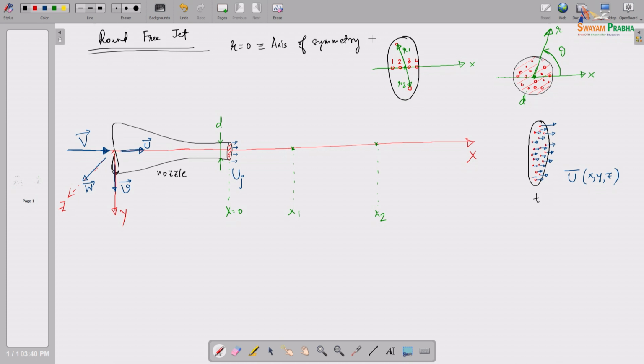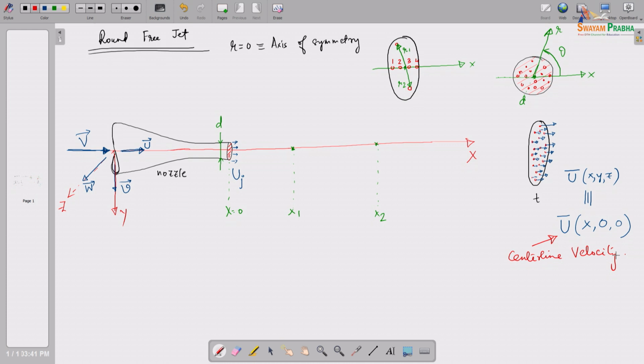If they lie on that axis of symmetry, then this one becomes some x, and what is y? In this case, y is also 0. So r is 0 of course, and y is 0, and for all practical purposes we are taking z as 0 as well. So this one is nothing but the center line velocity. Make sense? All right.